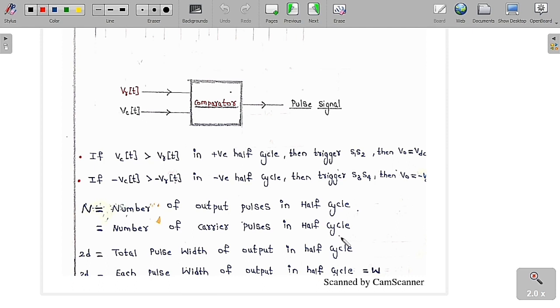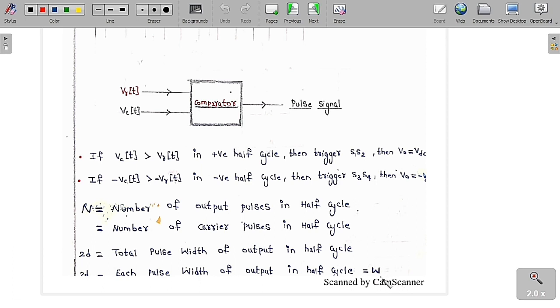Here 2D is called the total pulse width of output in half cycle. So in a given half cycle, the total pulse width is 2D. Whereas 2D by n is the width of each pulse of output in half cycle, which is equal to W.